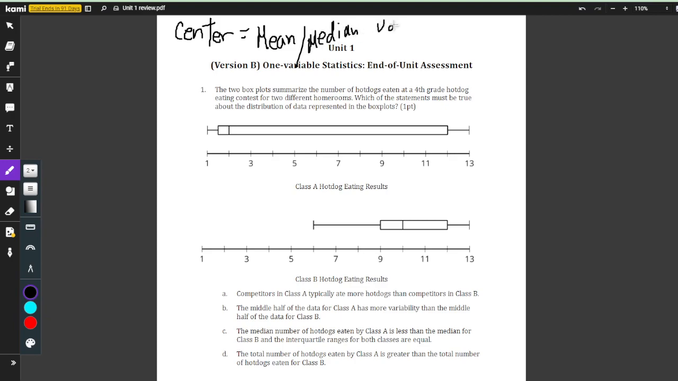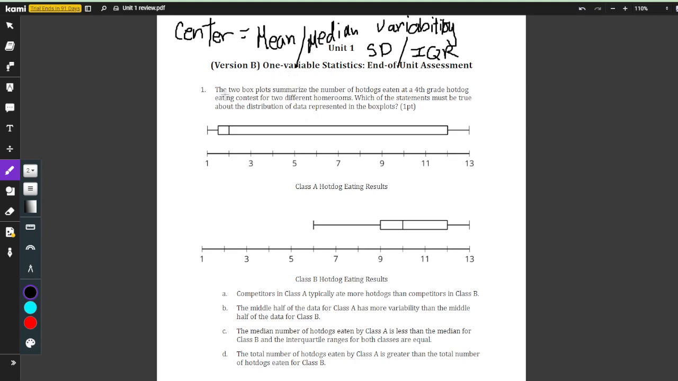Okay, and then our variability here is usually going to be the standard deviation, or SD in our case, so shorthand, and the other one is IQR, so the interquartile range, okay? So that's what we're going to look at, try and figure out all that stuff. So let's get started with problem one.